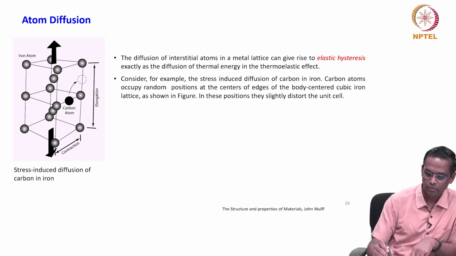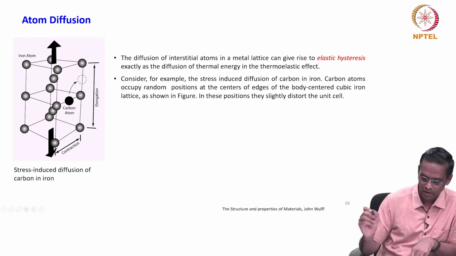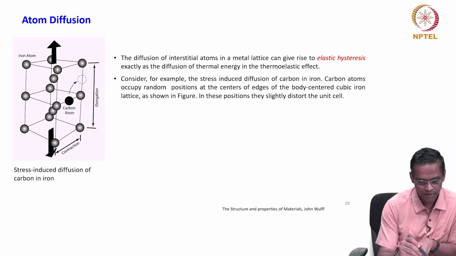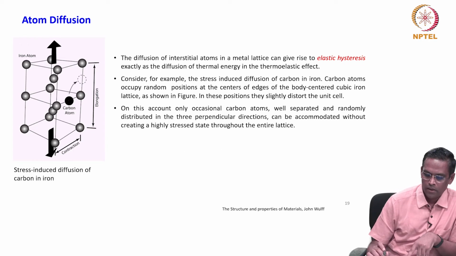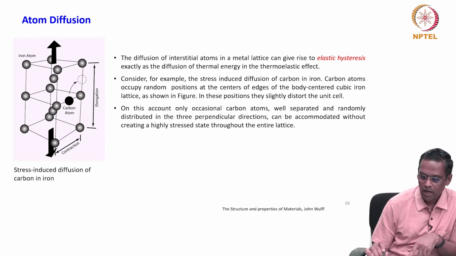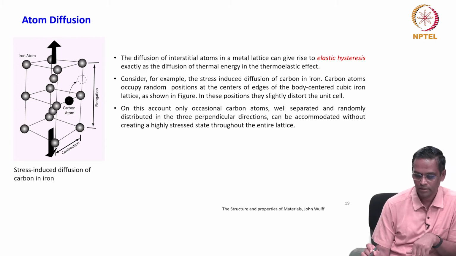Carbon atoms occupy a random position at the centers of edges of the body centered cubic iron lattice. In these positions they slightly distort the unit cell. So, of course, when you have any foreign atom which sits there in the interstitial positions, it will distort the lattice a little bit. On this account, only occasional carbon atoms, well separated and randomly distributed in 3 perpendicular directions, can be accommodated without creating a highly stressed state throughout the entire lattice. Okay.